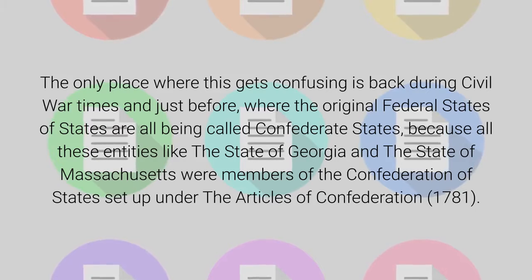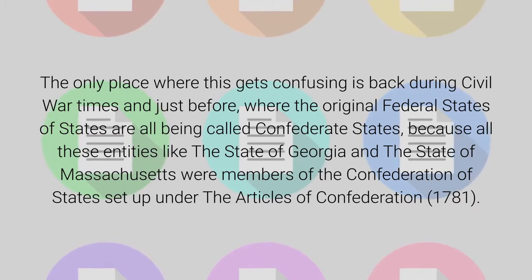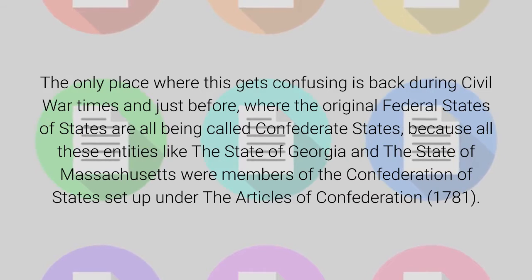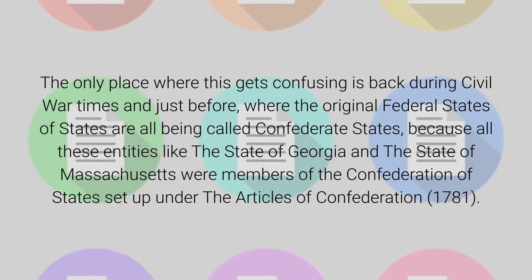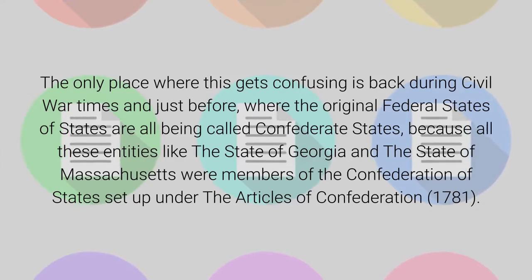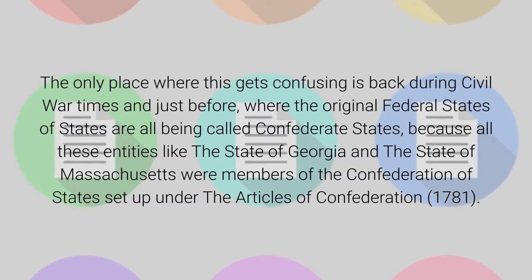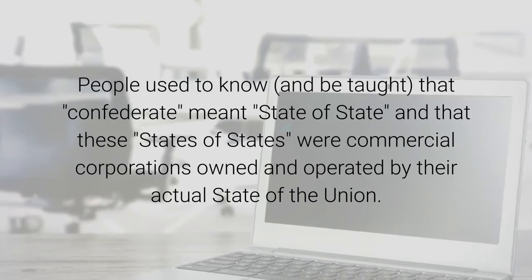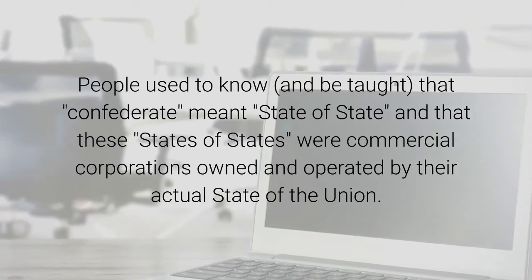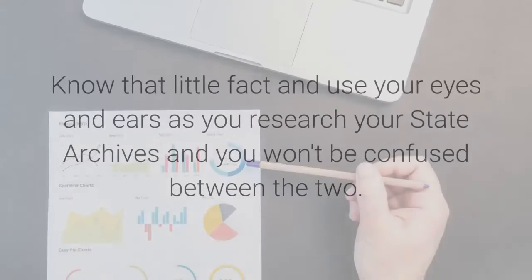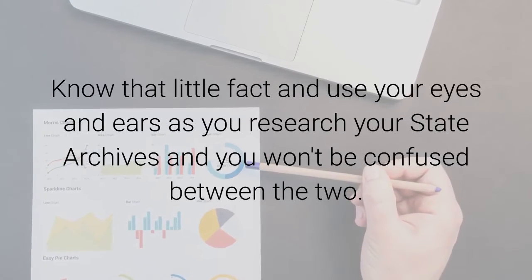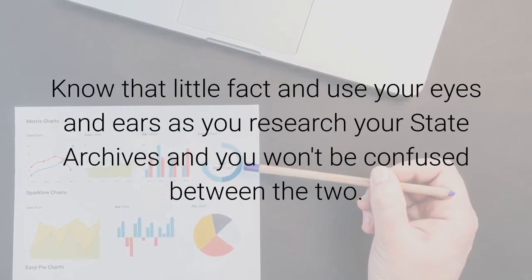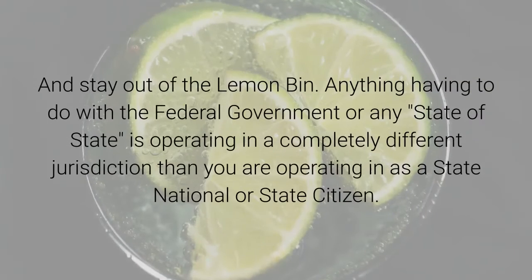The only place where this gets confusing is back during Civil War times and just before, where the original federal states of states are all being called Confederate states, because all these entities like the state of Georgia and the state of Massachusetts were members of the Confederation of States set up under the Articles of Confederation, 1781. People used to know and be taught that Confederate meant state of state, and that these states of states were commercial corporations owned and operated by their actual state of the Union. Know that little fact and use your eyes and ears as you research your state archives, and you won't be confused between the two. And stay out of the lemon bin.